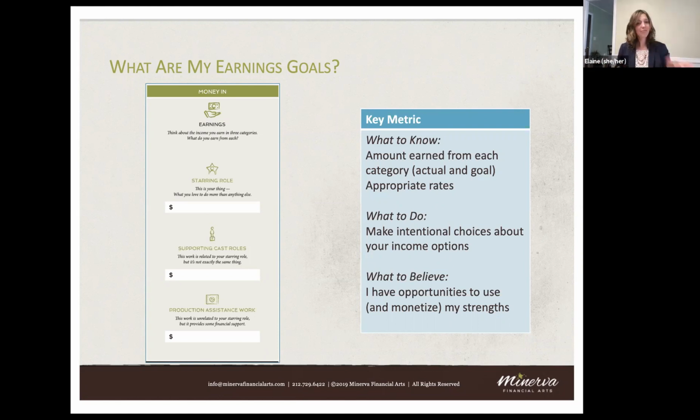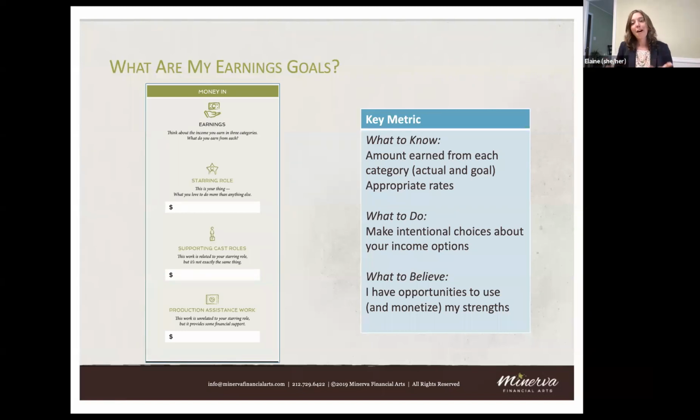I see a question in the chat about why it's important to know how much from each category. I think it helps you align your vision for your career with the numbers. And it gives you a little bit more intentionality instead of you being subject to the whims of the marketplace. If your goal is to earn 30% of your income from your starring role work and 70% from your supporting cast role work, that can help you make decisions about which work to say yes to and which opportunities to pursue. Or maybe you look at your numbers and you say, okay, currently I'm earning 10% from my starring role work. And in 5 years, I would like to be earning 50% of my income from my starring role work.